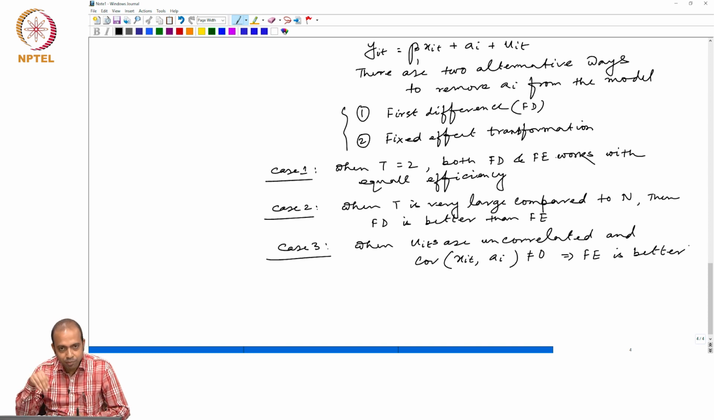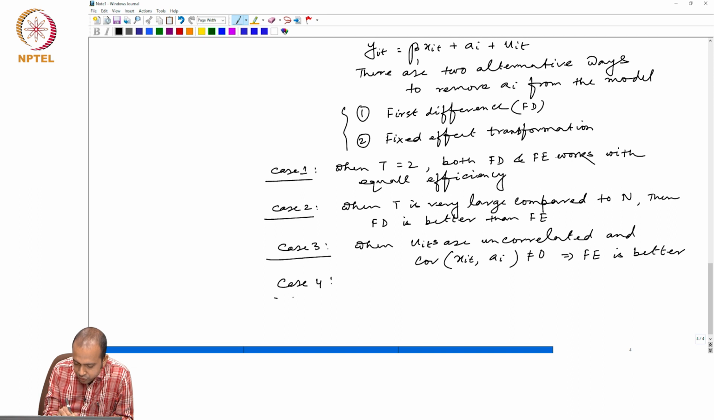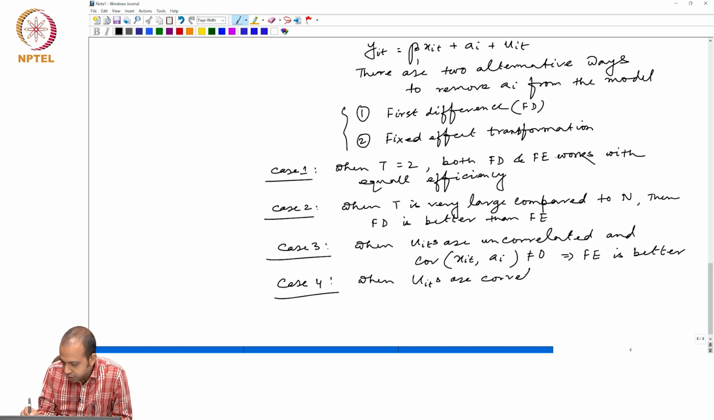So, for applying the fixed effect model, we need two things. First of all, we assume that this unobserved effect is correlated with the XIT, and the idiosyncratic error UIT are uncorrelated with each other. But what happens when these UITs are actually correlated with each other? That means presence of autocorrelation.